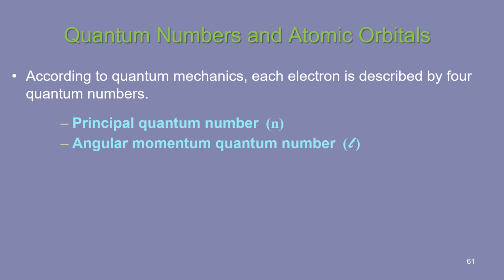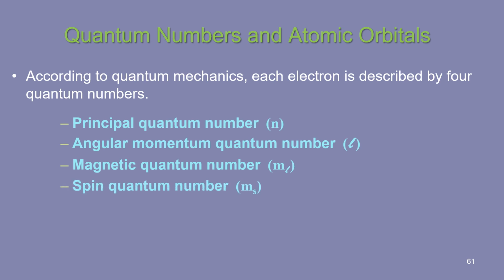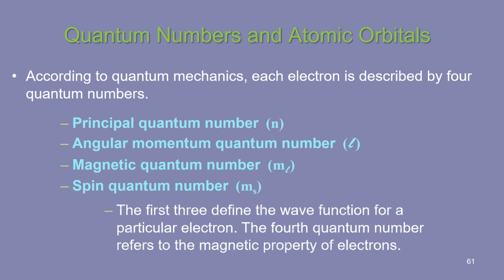There's the angular momentum quantum number, which is given the symbol kind of a cursive l. The magnetic quantum number is m sub l, and then the spin quantum number, which is m sub s. So we're going to define each of those in turn. The first 3 define the wave function for a particular electron. In other words, it tells you the probability of where the electron is. And then the 4th quantum number actually refers to something called the magnetic property or the spin of the electron.